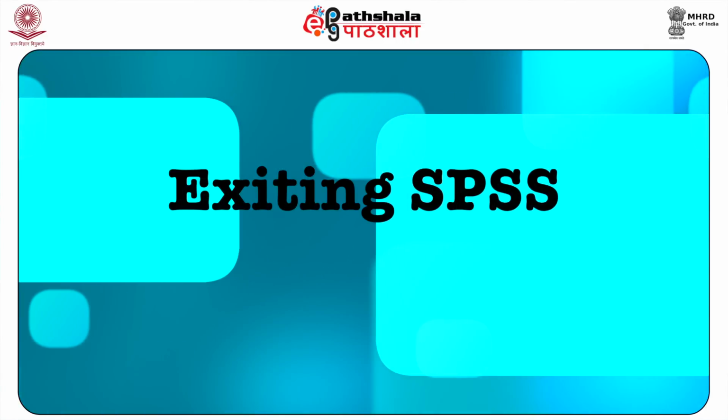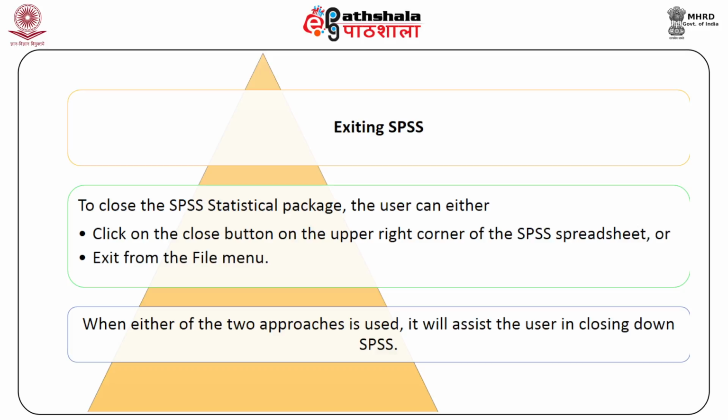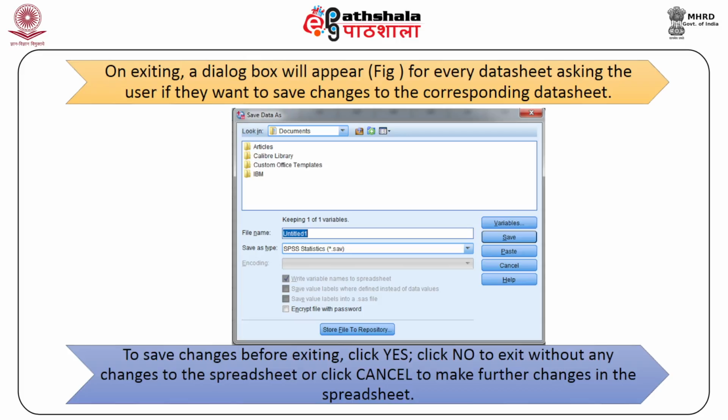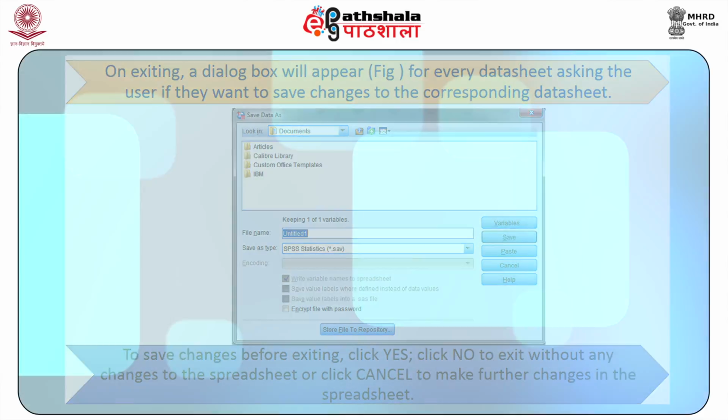Exiting SPSS. To close the SPSS statistical package, the user can either click on the Close button on the upper right corner of the SPSS spreadsheet or exit from the File menu. When either of the two approaches is used, it will assist the user in closing down SPSS. On exiting, a dialog box will appear for every data sheet asking the user if they want to save changes to the corresponding data sheet. To save changes before exiting, click Yes, click No to exit without any changes to the spreadsheet, or click Cancel to make further changes in the spreadsheet.